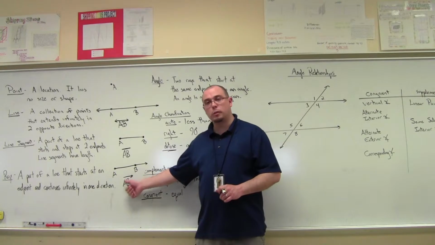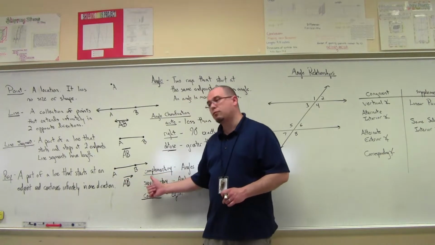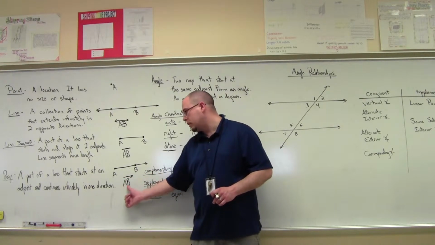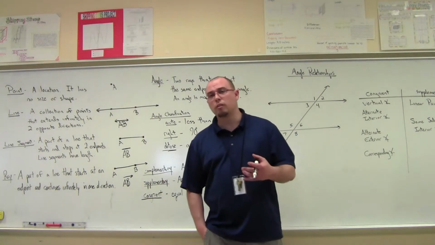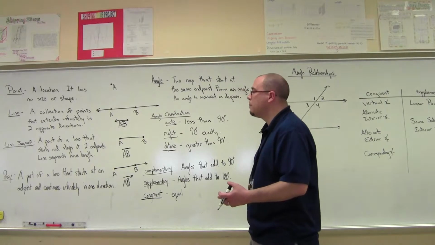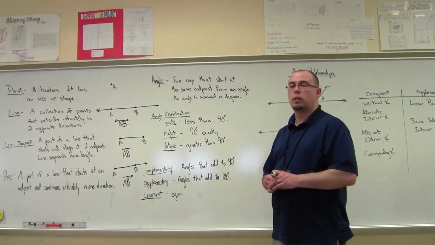And also, because we read left to right, we always put the arrow from left to right, so that we know where our endpoint is and where we're passing through, no matter what direction the ray is going in. So those are a couple terms you're going to need to know right away. But there's some other terms that are going to be important.